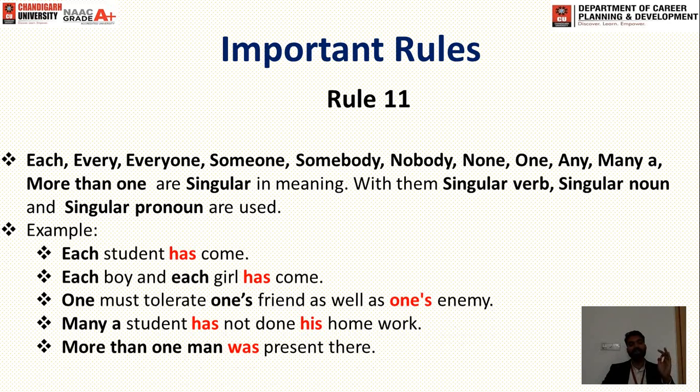Each student has come. Each boy and each girl has come. Now it's a really interesting one. This one: one must tolerate one's friend as well as one's enemy. Most of the students end up writing his enemy or something like that, or their enemy. Okay, so whenever you have a sentence which starts with one, try and complete that sentence using this set of words only. One must tolerate one's friends as well as one's enemy.